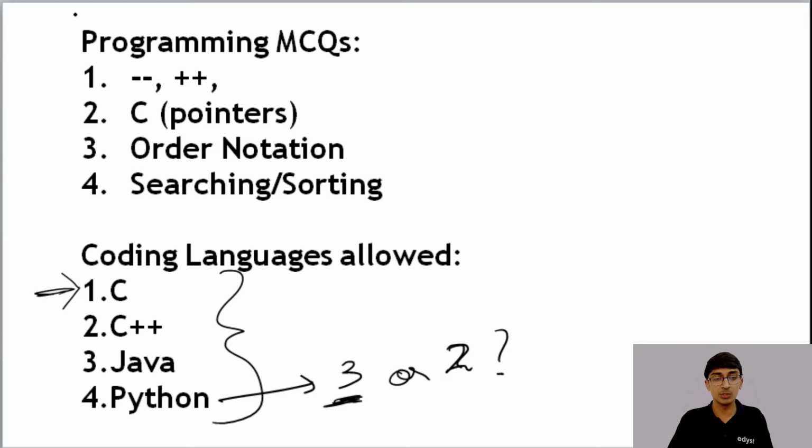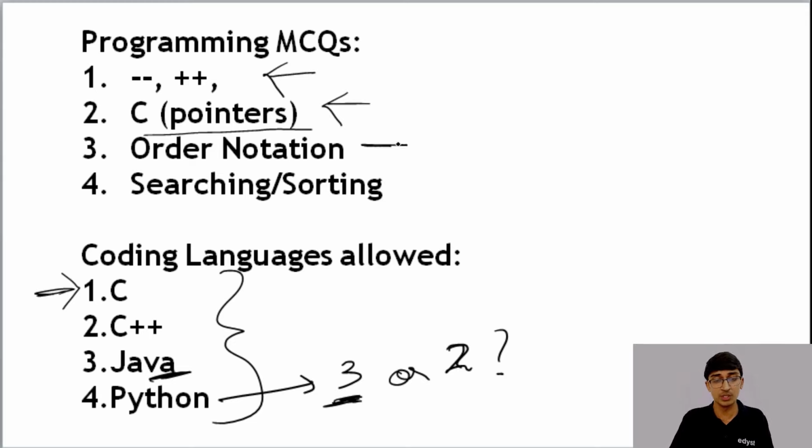In programming MCQs, these are the topics that you get. These are very famous MCQs that you're going to get. You're going to get MCQs on increment decrement operators. You're going to get MCQs on C pointers. No matter which language you code on, let's say you are coding in Java where there are no pointers, you're still going to get some MCQs on C pointers, because that's part of your subject, so they're going to ask you that.